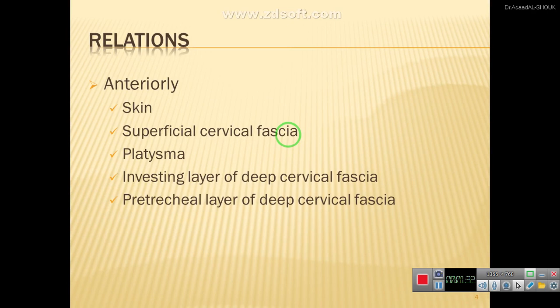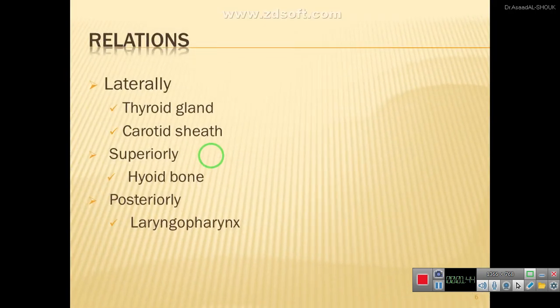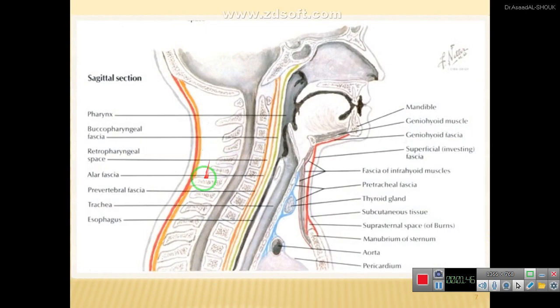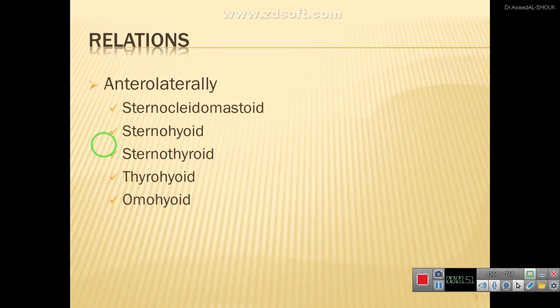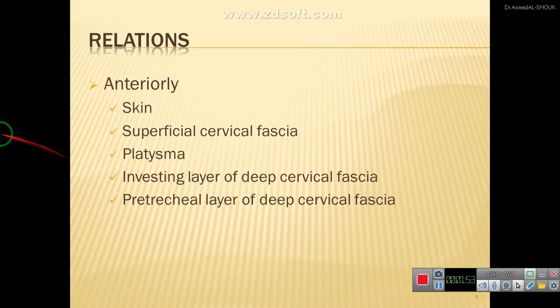This is the relation of the larynx anteriorly and anterolaterally. You can see we have the skin and fascia, and platysma. Platysma is a layer of muscle which lies in the superficial fascia, not deep to the deep fascia that surrounds the neck. And also we have the investing layer of deep cervical fascia and the pretracheal layer of deep cervical fascia.